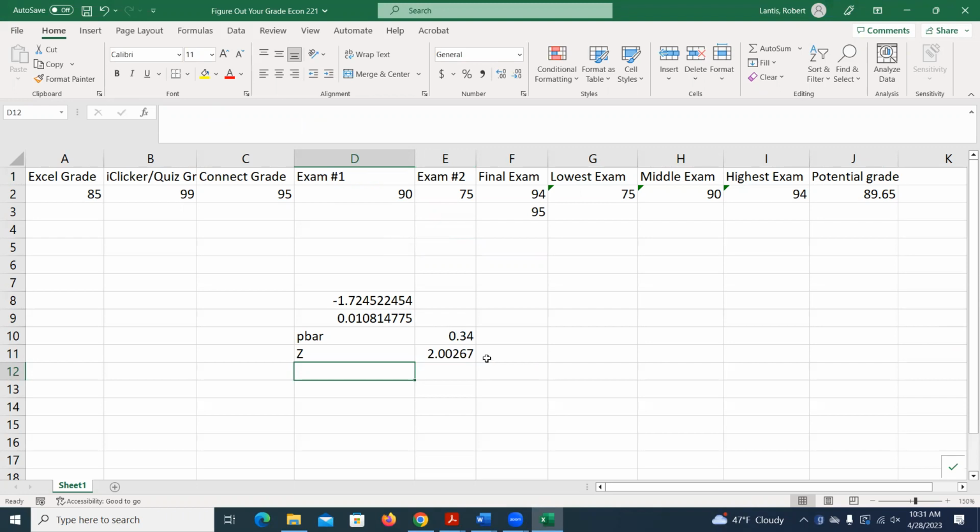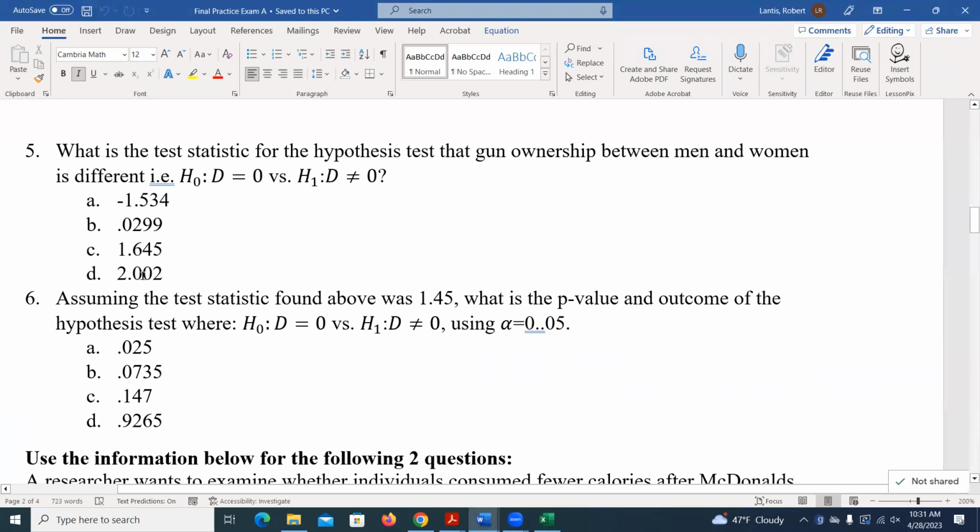Any questions on that? So we've got that test statistic. Once again, if you got it wrong, you might get the next one wrong. So I give you an assumed true test statistic, right? I said, okay, let's assume that you have this test statistic of 1.45, all right? You've got an alpha of 0.05, and this is the hypothesis test you want to do.